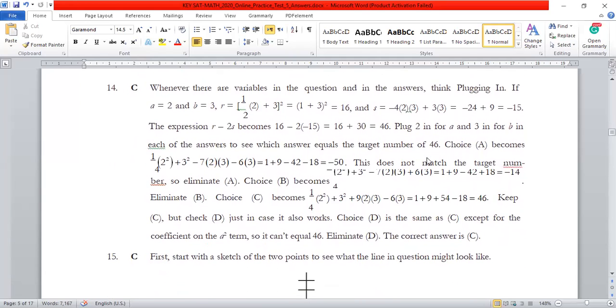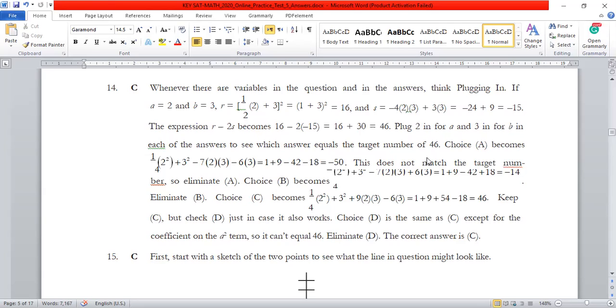Question number 14. What was your answer? Just check your paper. My paper says 14, I got C on this one. C is the correct answer.